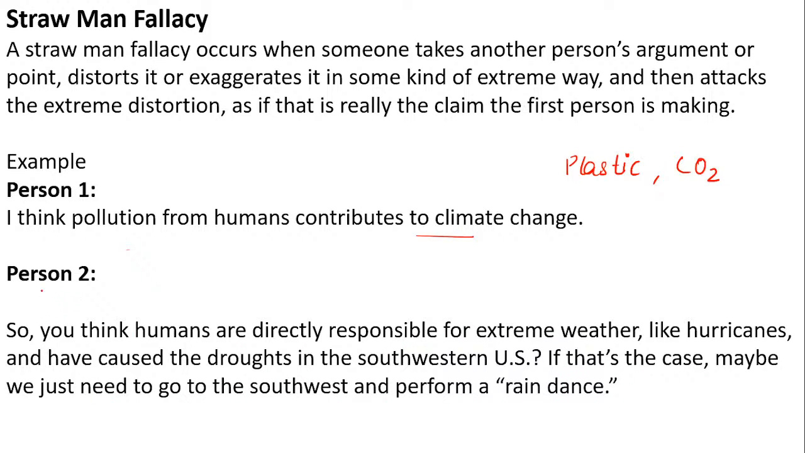So the second person is unnecessarily exaggerating the first person's argument. The first person simply said one statement that I think pollution from humans contribute to climate change, but the second person has exaggerated this. So this is a fallacy. What is the fallacy? The fallacy is called strawman fallacy, when someone takes another person's argument and exaggerates it to some kind of extreme level.